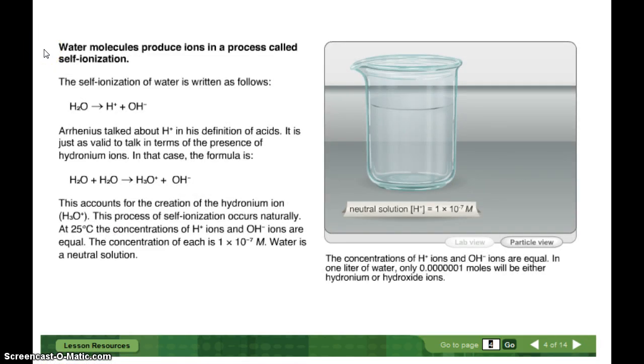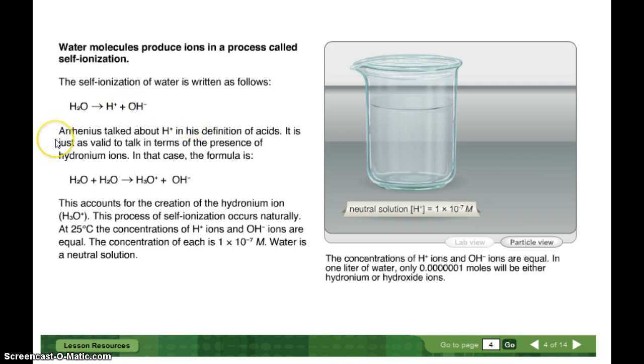Water molecules produce ions in a process called self-ionization. The self-ionization of water is written as below. H2O yields H+ plus OH minus. So basically you just break the water down. It becomes a proton or a hydrogen ion, and it becomes a hydroxide ion.